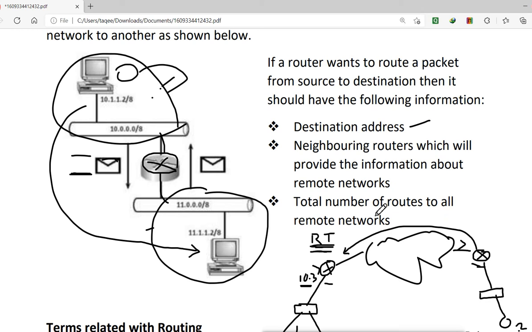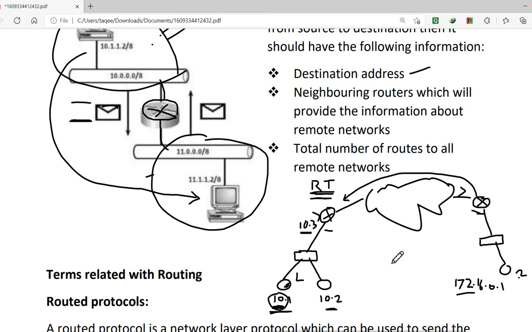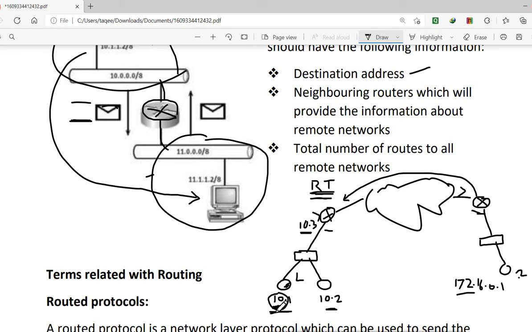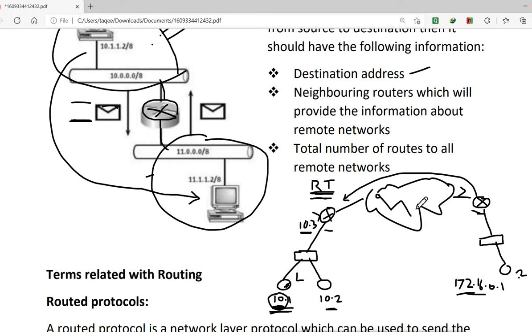Then the total number of routes to all remote networks. Sometimes we can have multiple routes also. It is not like we have only one route to reach the destination. If this machine is sending the packet to this other machine, it is not necessary that we have only a single path. In a WAN, it can take multiple paths to reach the destination. So it should know all the paths which are available to reach the destination machine, and that is about the routing.